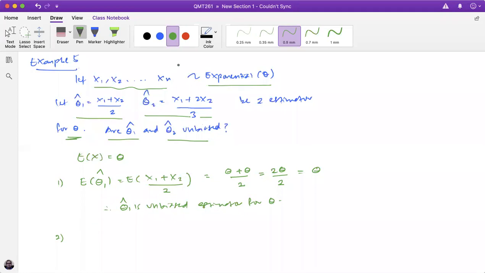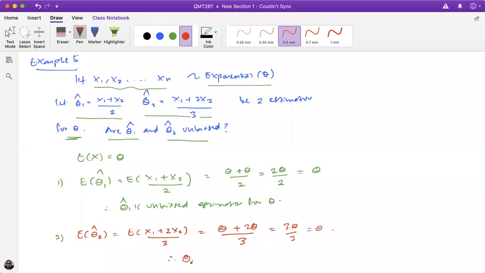For the second part, we need to take expected value of theta 2 hat, equal to expected value of x1 plus 2x2 divided by 3. So the value is theta plus 2 theta divided by 3. So it becomes 3 theta divided by 3, equal to theta. So same as theta 1 hat, theta 2 hat is also unbiased estimator for theta.